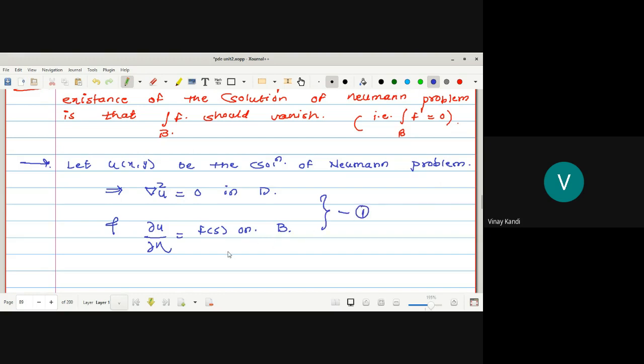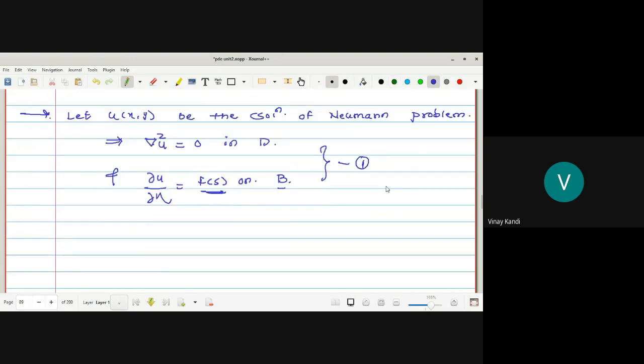आणि आपल्याला काय प्रूव्ह करायचं आहे? We have to prove that integration of this function f on the boundary is 0, where f is a continuous function on B. So we have to claim that first: integration of f of s on the boundary B is equal to 0.